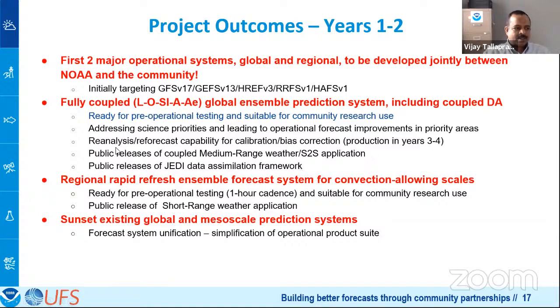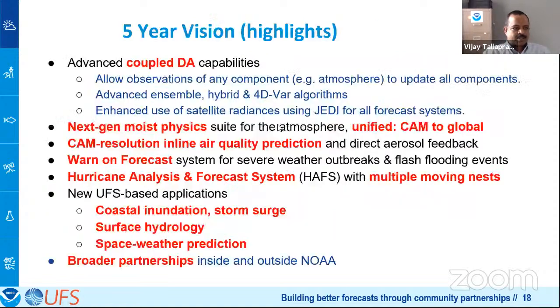The outcome clearly articulates the need for developing a fully coupled land, ocean, sea ice, atmosphere, aerosol, global ensemble prediction system, including coupled data assimilation, along with other convection allowing ensemble systems, and also sunset existing global models and mesoscale prediction systems that can be replaced with the UFS-based applications.